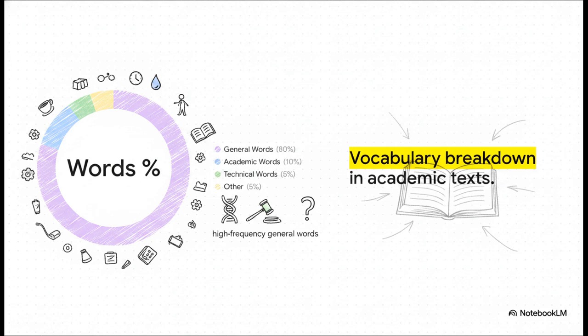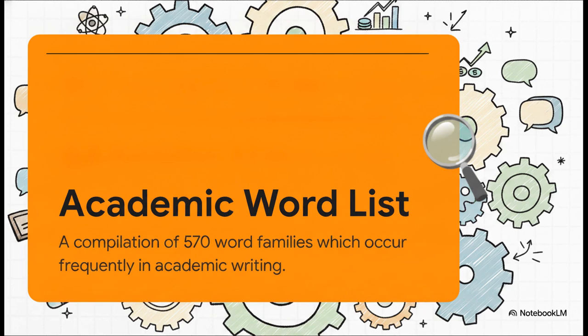But then there's that final 8 to 10% slice. That is the academic vocabulary. These are the heavy lifters, the words that show up across absolutely all disciplines to hold the arguments together. So if you just need to conquer that 8 to 10% slice, how do you actually do it? Enter the Academic Word List, or the AWL.